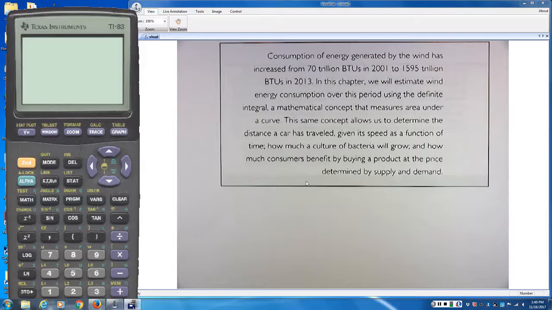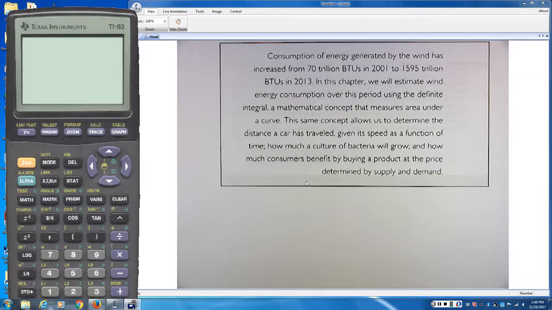So the consumption of energy generated by the wind has really increased since 2001. So over the last 15 or 20 years, it's increased quite a bit because of the increased price of fossil fuels. So in 2001, it was 70 trillion BTUs, and in 2013, it was 1595 trillion BTUs. So that's quite a bit of increase.